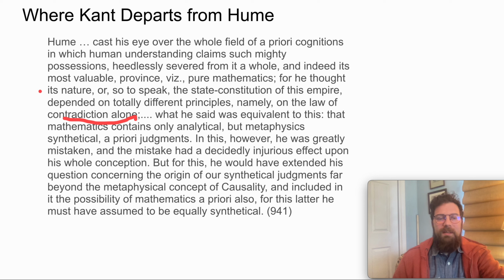Right? So basically, Kant goes on. What Hume said was equivalent to this, that mathematics contains only analytical judgments, but metaphysics, synthetical a priori judgments. Right? And in this way, Kant says that Hume was mistaken. And the mistake had an injurious effect upon his whole conception. But for this, he would have extended his question beyond synthetical judgments, far beyond the metaphysical concept of causality, and would have included in it the possibility of mathematics a priori also. For this latter, he must have assumed to be equally synthetical.